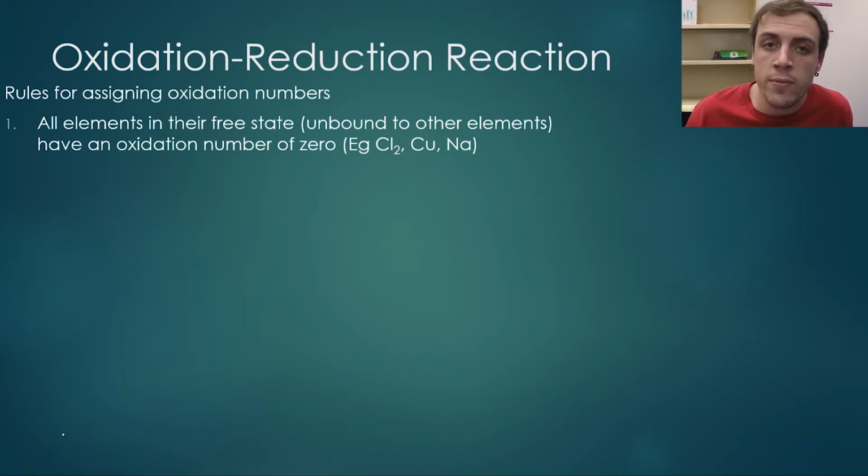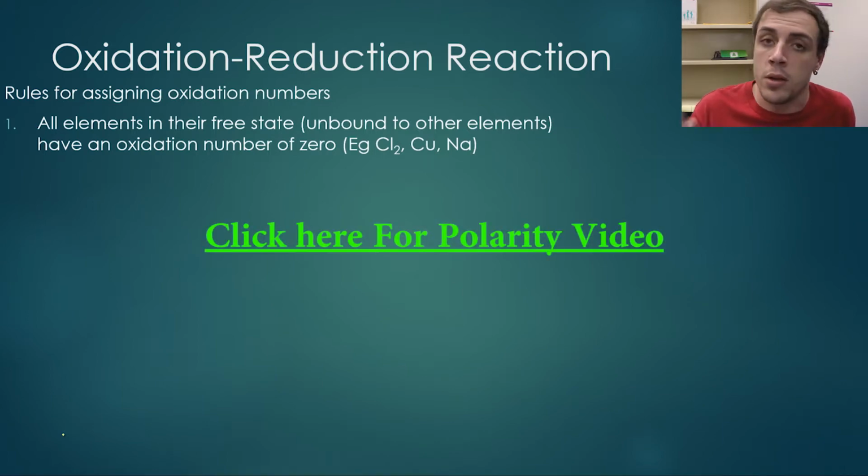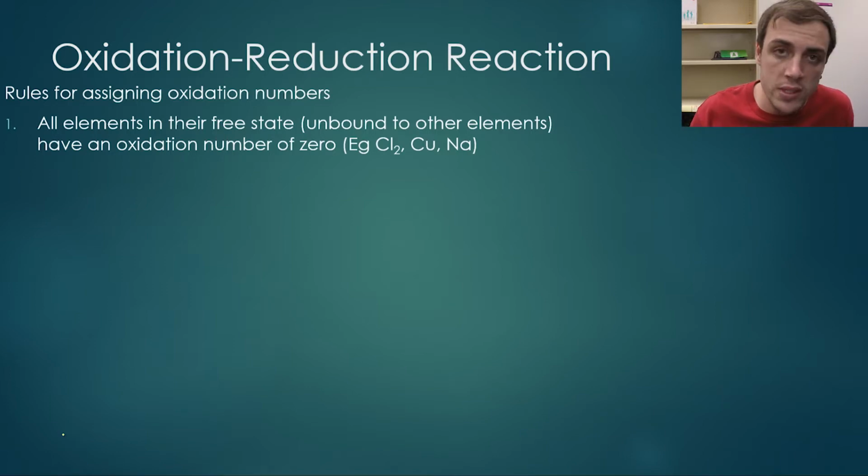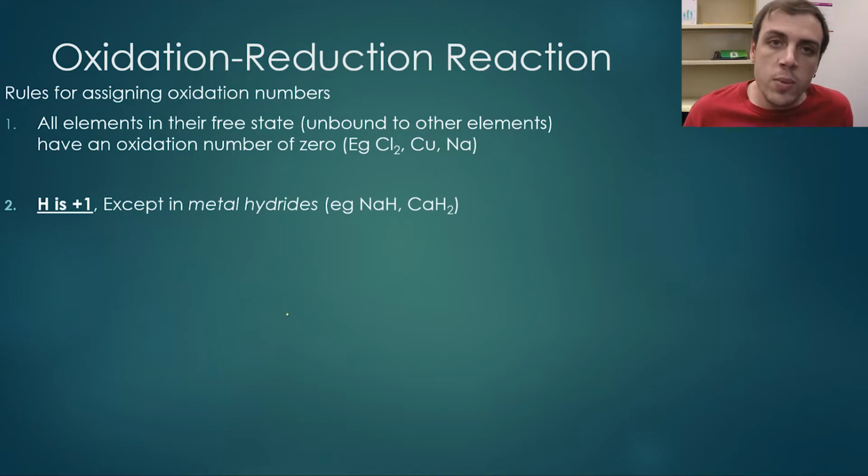Remembering from two videos back when we were talking about polarity and dipoles, there's no uneven movement of electrons there. So if you've got anything that is by itself or bound to itself, its oxidation number is 0. The next one is hydrogen is +1.